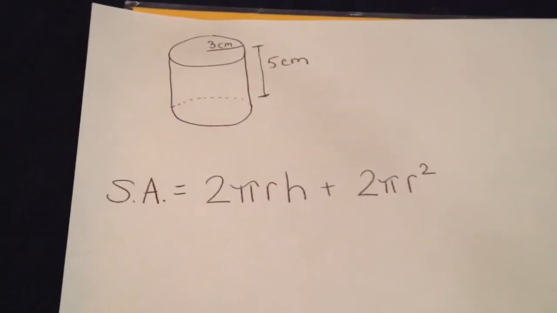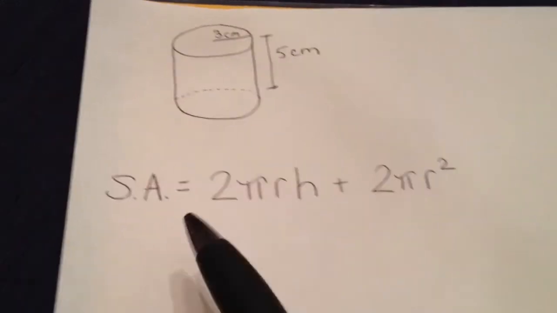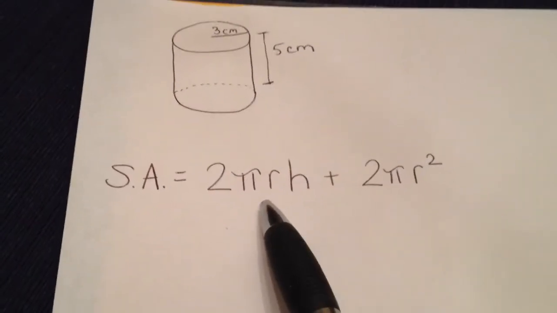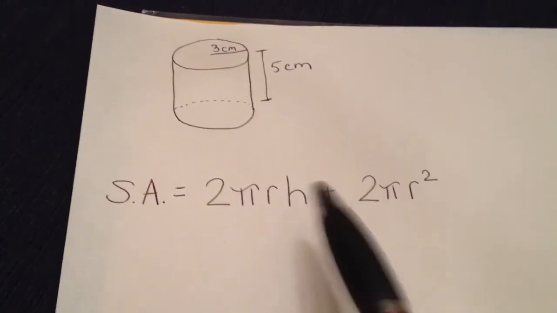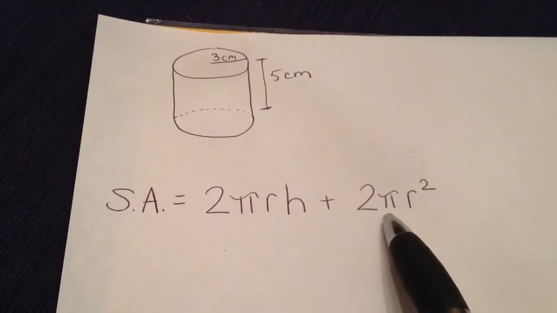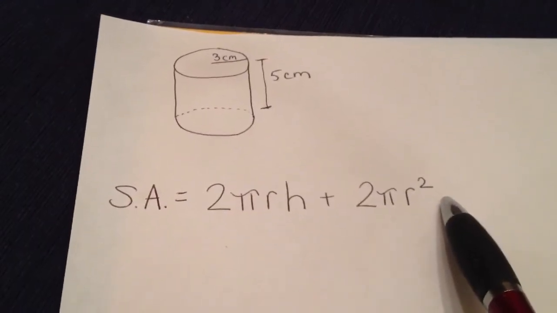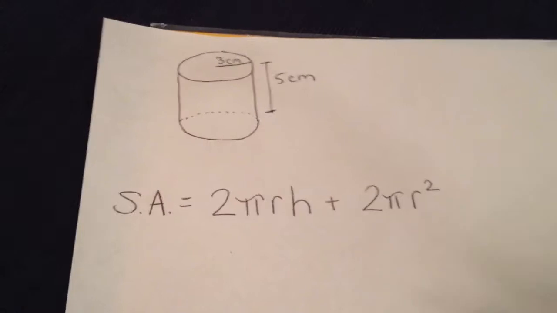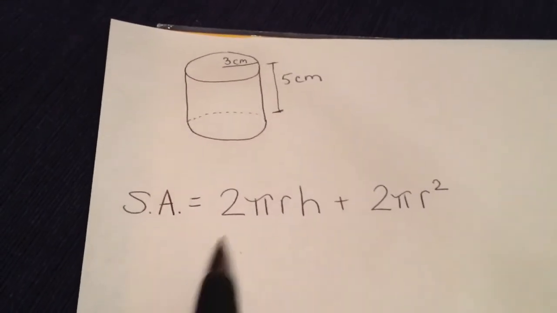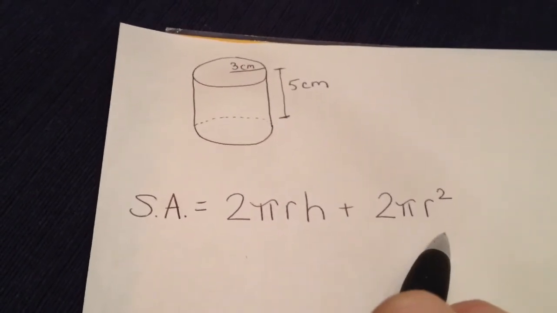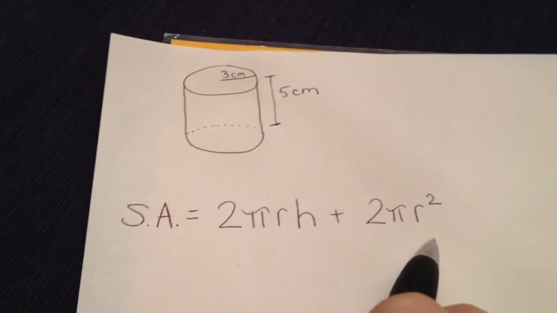So now we have our formula. For the surface area of a cylinder, we have 2 times pi times radius times height plus 2 times pi times radius squared. And what we're going to do is just the same as what we've been doing with other formulas. We're going to write the formula first, and then we're going to plug in our numbers.